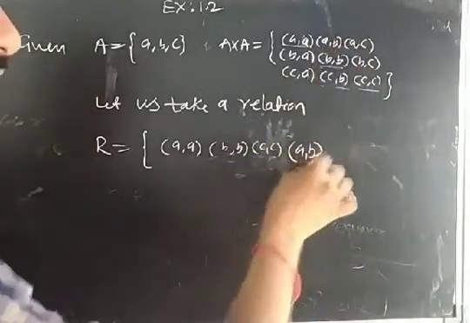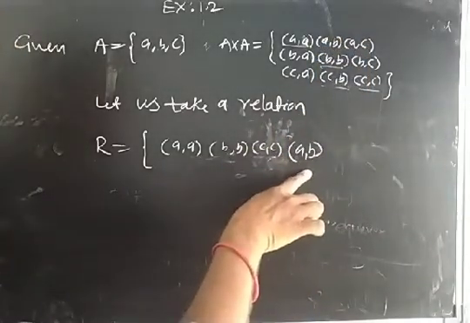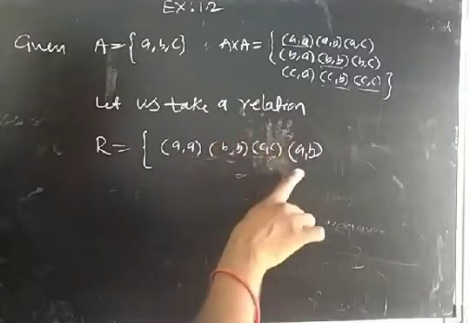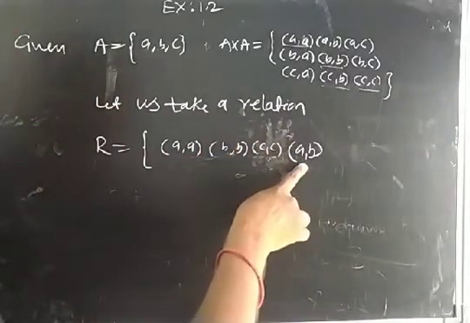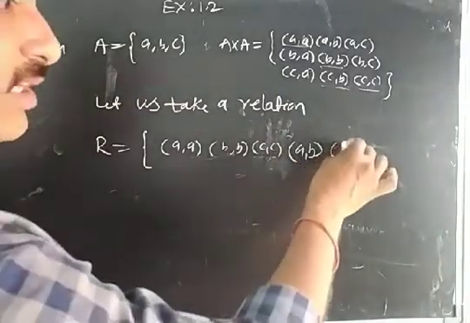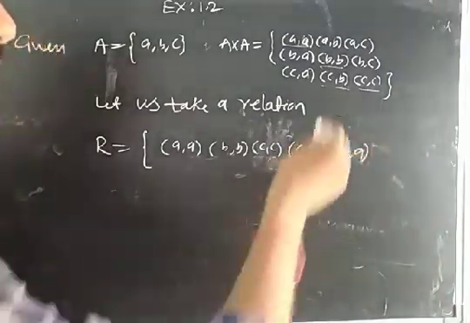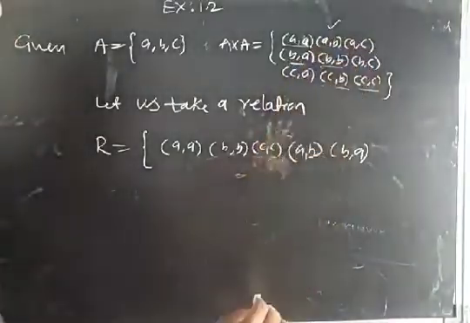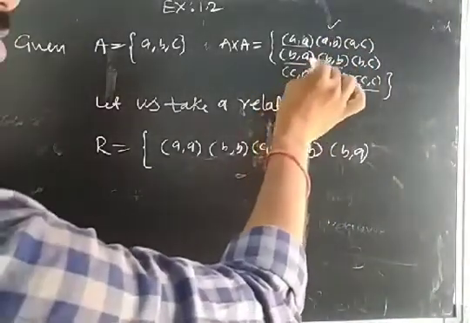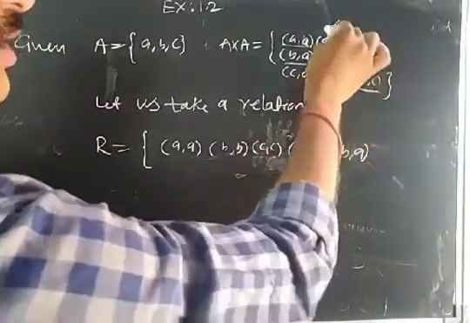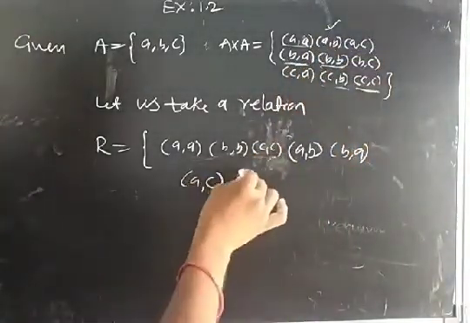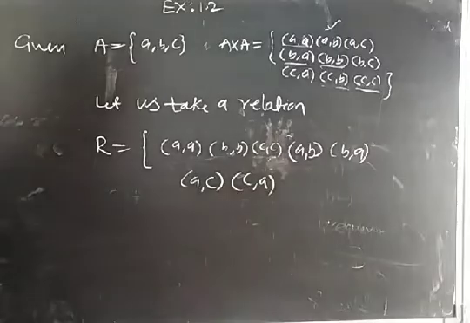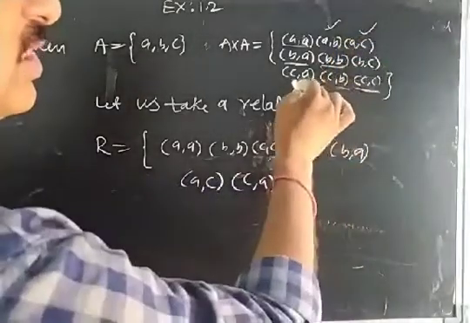If you take (a, b), it will not be symmetric. Already it is reflexive, no need to check reflexive. Is it symmetric? For these elements no need to check. For this element, (a, b) exists means (b, a) should exist. Okay, I have taken (a, b) and (b, a), right? These elements are over: (b, b), (c, c), (a, b), (b, a). If I take (a, c), again it will not be symmetric, so you should take (c, a) also. So I have taken (a, c), (c, a) also.